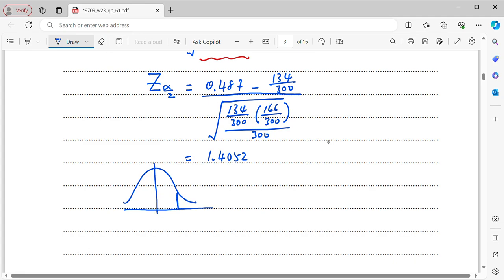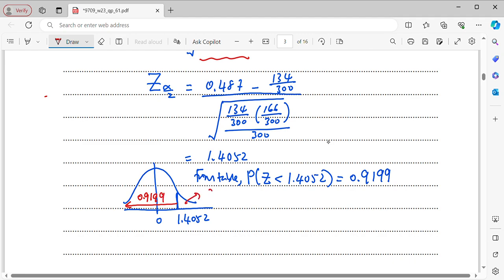Alright, so now once you get the z value is 1.4052, that means when I refer to the graph, here is 1.4052 because the middle value is 0. Now, you read the value from the table, P(Z less than 1.4052), it will be 0.9199. This value is from table. Which means the 0.9199 is the region towards left side. So now I need to find out what is this. Because I need to find the percentage.